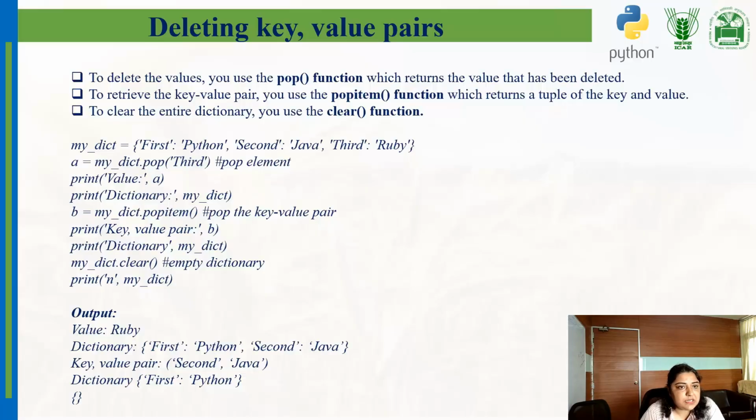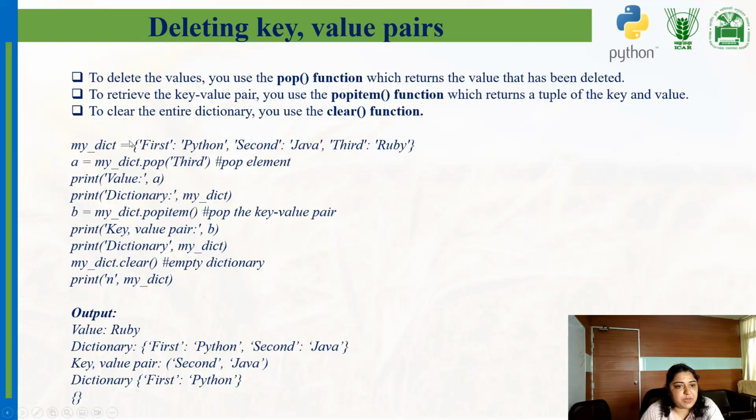Then for deleting a key value pair, we have these different functions: the pop function, which returns the value that has been deleted, and the popitem function to retrieve the key value pair, which returns a tuple of a key and value. To clear the entire dictionary, we have the clear function.